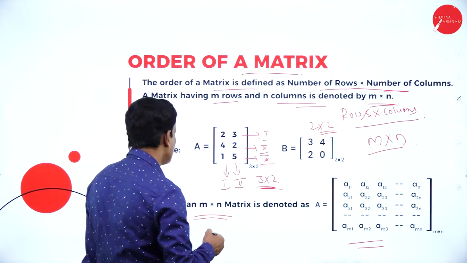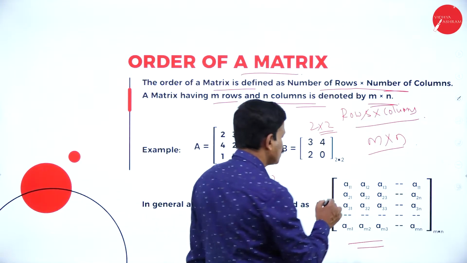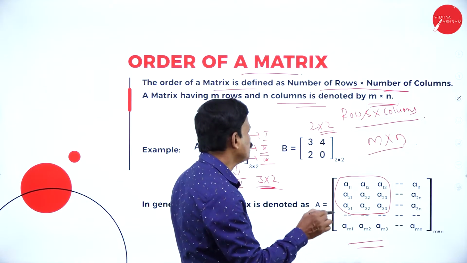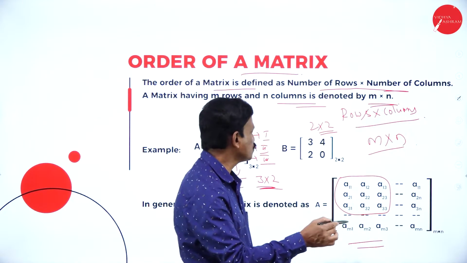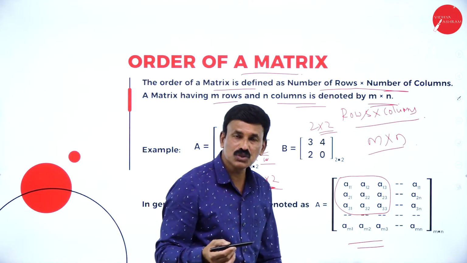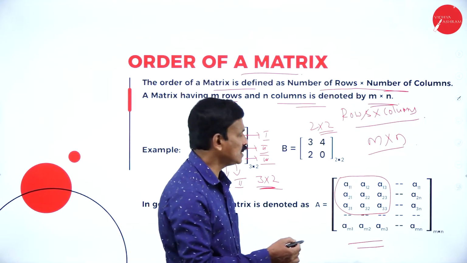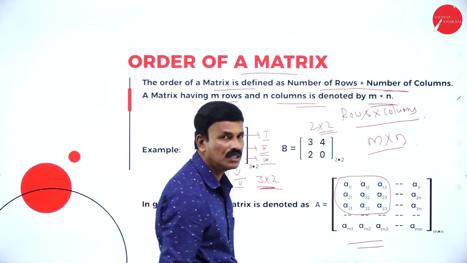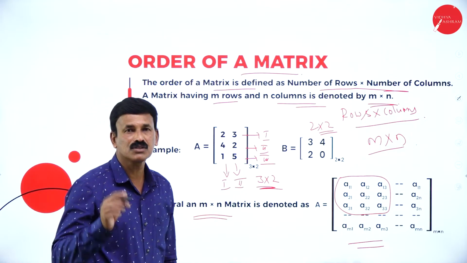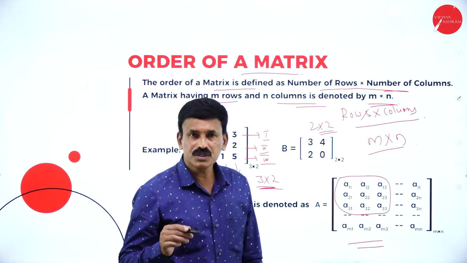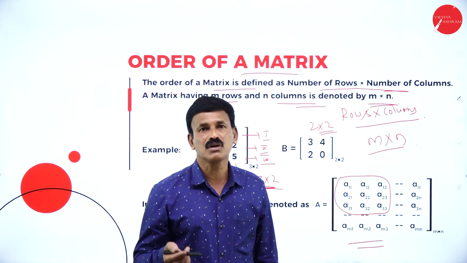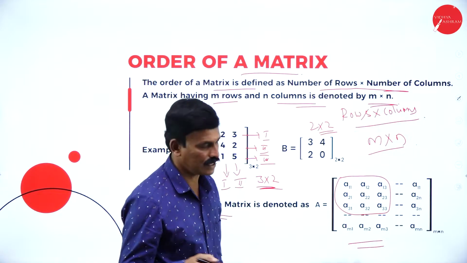Usually, for a 3 rows, 3 columns matrix, we use a11, a12, a13, a21, a22, a23, a31, a32 and a33. If it is 2 rows, 2 columns, we consider a11, a12, a21 and a22. This is how we write the order of a matrix. In general, the order of a matrix is equal to the number of rows into the number of columns.